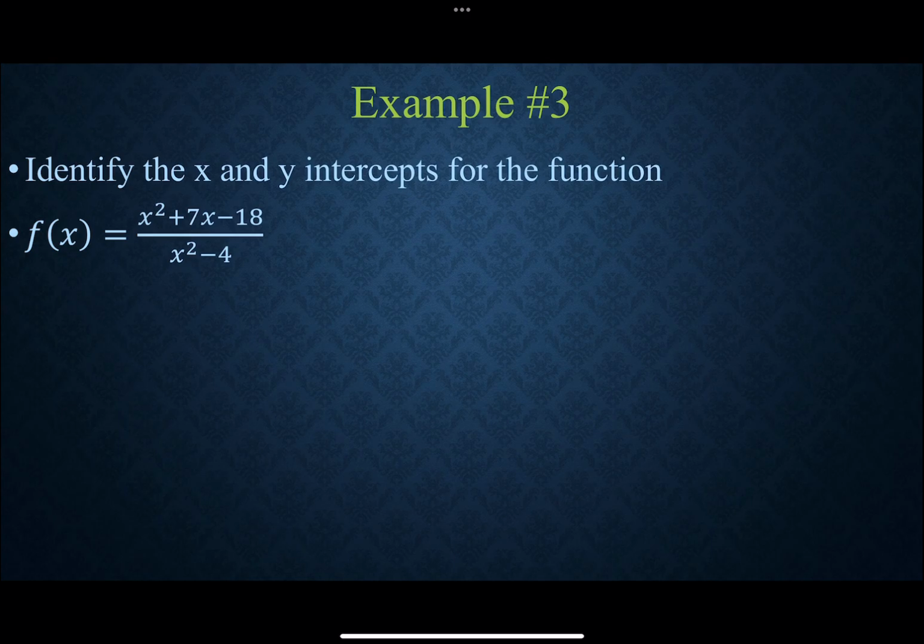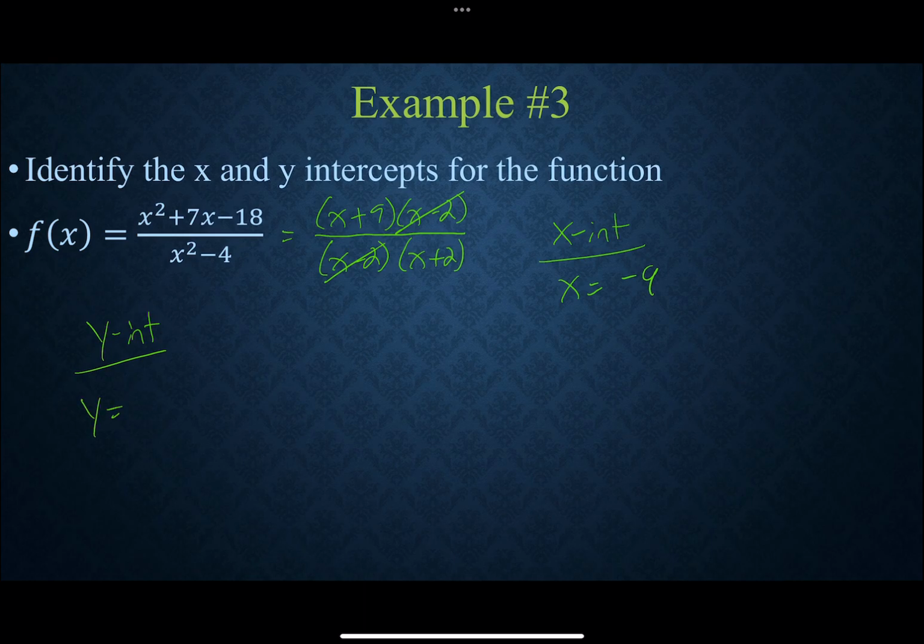We have this function right here. We want to find our x and y-intercepts. So again, we are factoring. This becomes x plus 9 and x minus 2 up top, x minus 2 and x plus 2 on the bottom. So the x minus 2's cancel. Our x-intercept would only occur at negative 9, because that's the x plus 9 expression left over. As for our y-intercept, this is where we substitute 0 in for x. So we'd have 0 squared plus 7 times 0 minus 18 over 0 squared minus 4. Negative 18 over negative 4 reduces to 9 halves. So we'd have y equals 9 halves for our y-intercept.